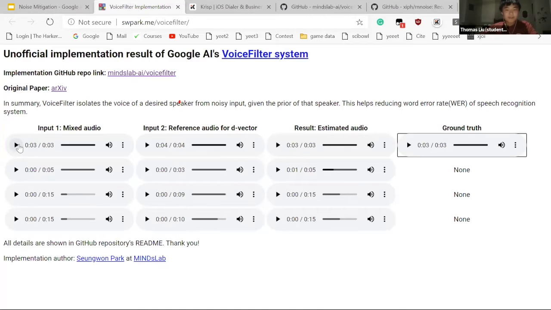So the first sample is two people talking over each other, and it's really hard to understand what they're saying.